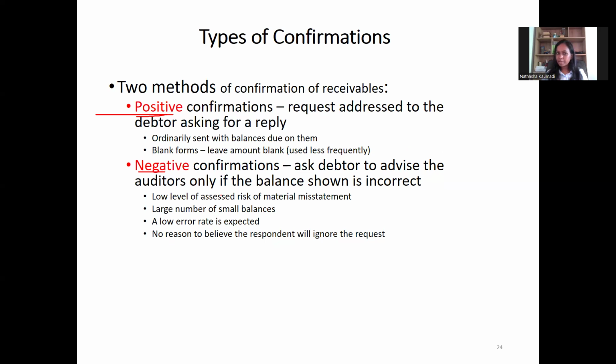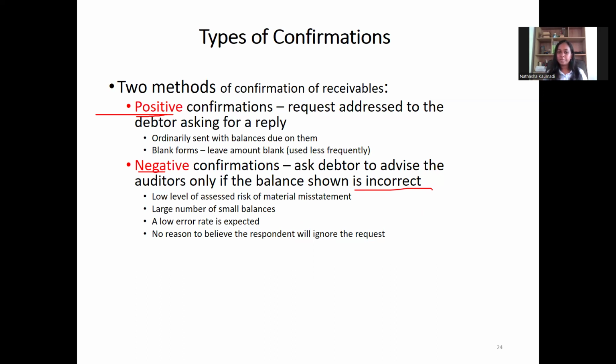We are writing the balance, we are sending the balance to them, but we are not asking them to reply. We are not asking them to confirm the balance by replying. We are saying, if you do not agree with the balance mentioned on the request letter, please reply to us. Likewise, only if the balance shown is incorrect, they will reply. What do you think? What is the good method?